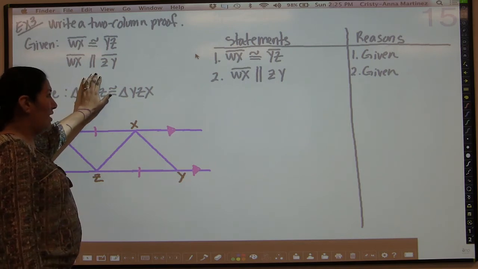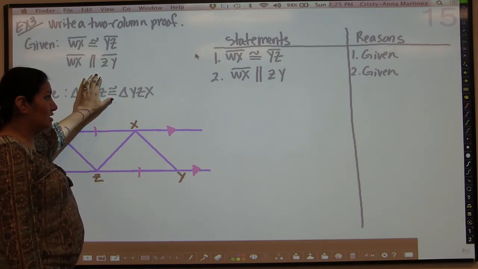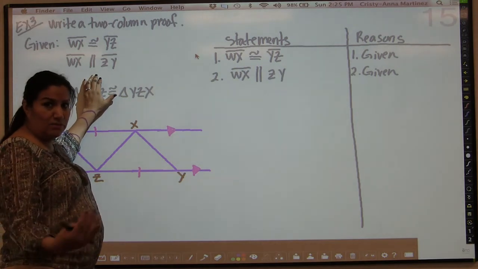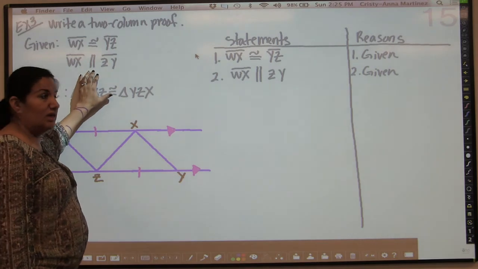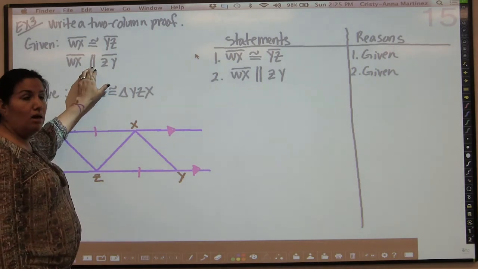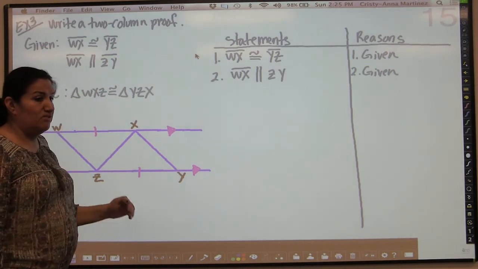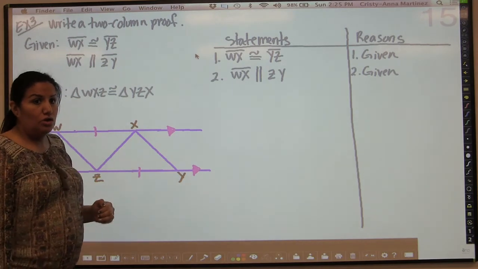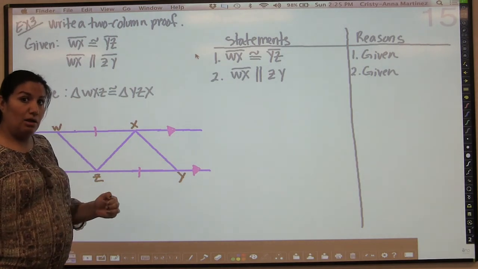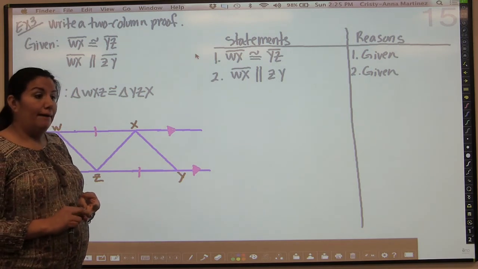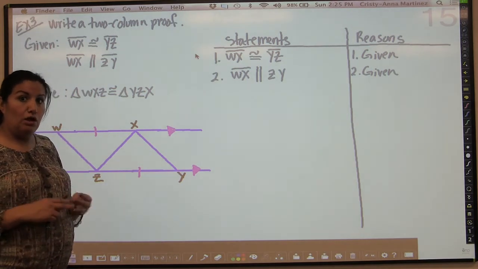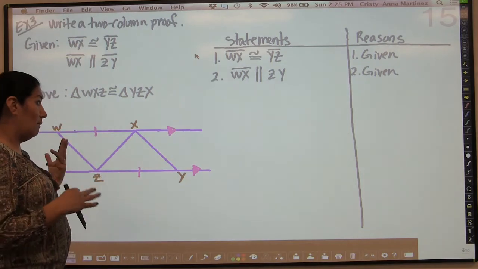Now you've got to wonder, why are they telling me that WX is parallel to YZ? We talked about this in class before. They don't just give you information randomly. You need to understand, why are they telling me that something's parallel? When you know that something is parallel, it's very important that you start looking for those relationships among angles and parallel lines, like alternate interior angles, corresponding angles, consecutive interior angles, and all those ones that we learned a while back.